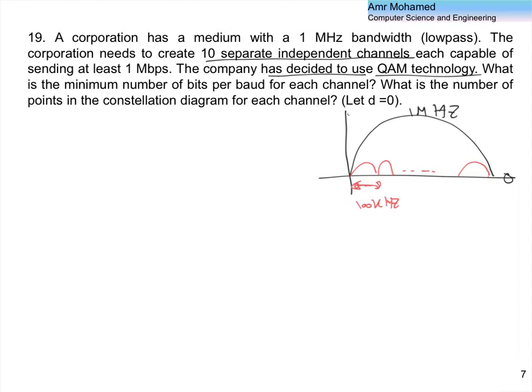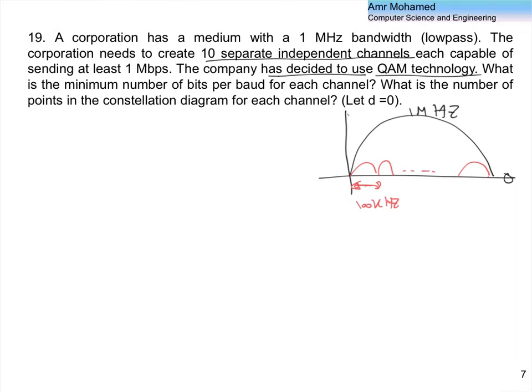So what is the minimum number of bits per baud? What is this bits per baud? I mean, what is the number of bits that need to be mapped to a symbol? Bits per baud. What is the number of bits that needs to be mapped to a symbol? Okay? This is in the definition of the bandwidth. This is R. Yes. So this is basically R.